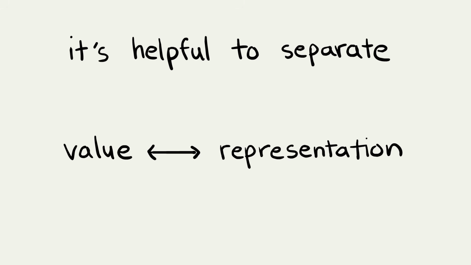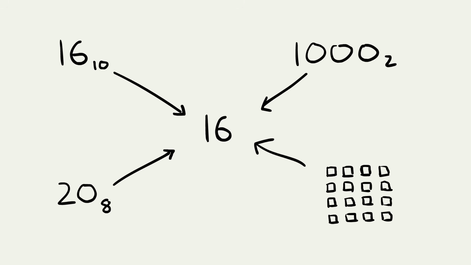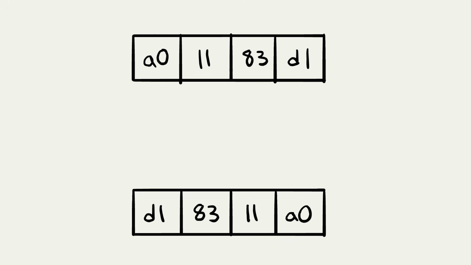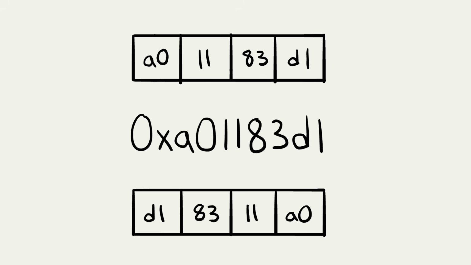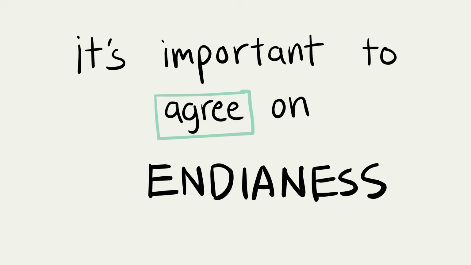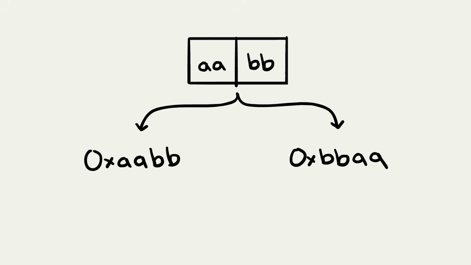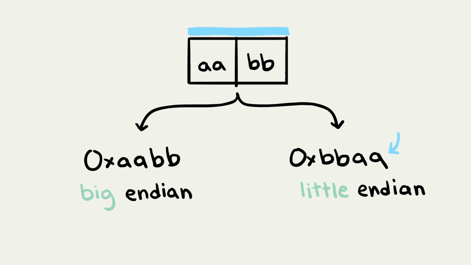It's also helpful to separate the value of a number from its representation. These are all different representations of the same value 16. Just like both of these memory representations are valid representations of this number, but one is little endian and one is big endian. Looking at things this way, we can see why it's important to agree on endianness. If we don't know the endianness of a representation, we don't know what value is being represented. Is this number hex AABB in big endian, or is it hex BBAA in little endian? There's no way to know from these numbers alone.